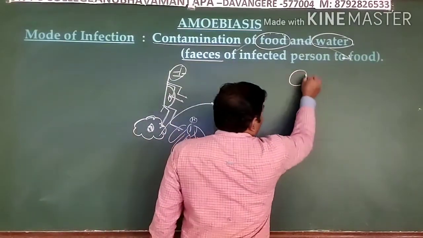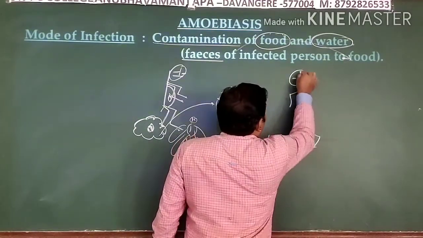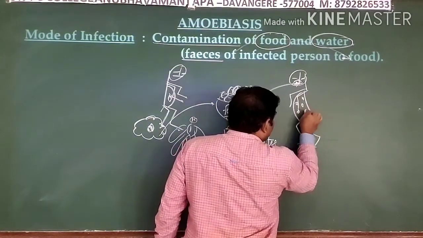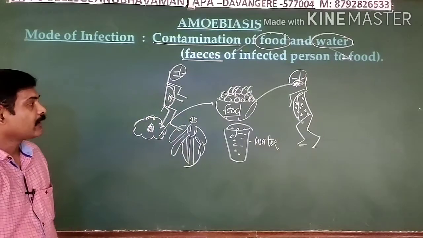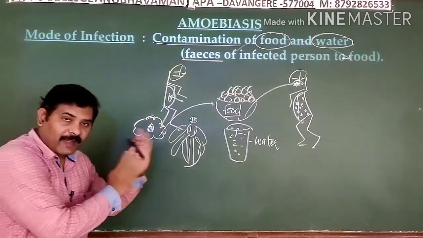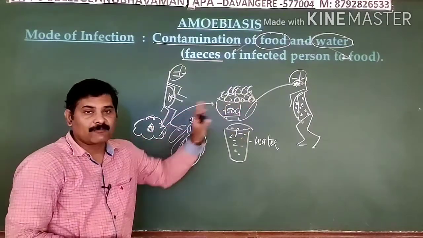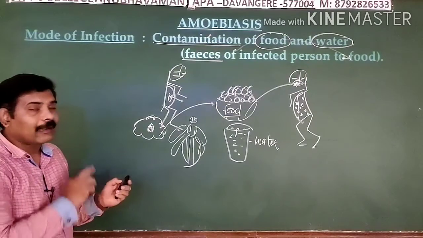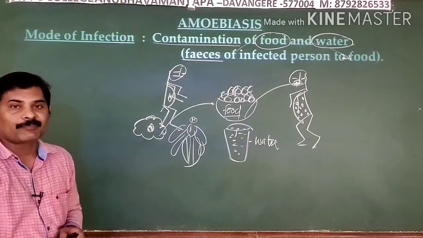Now, if a healthy person consumes such food material, then this disease-causing parasite enters the body and causes infection. This is actually the mode of transmission of the parasite or infective stage from person to person. So we consider that it is transmitted by contaminated food and water, which is an important thing.